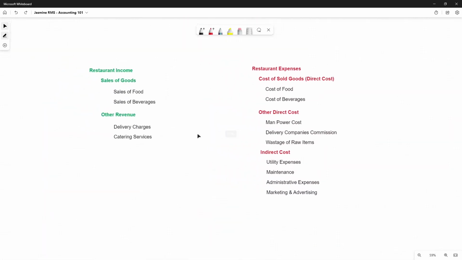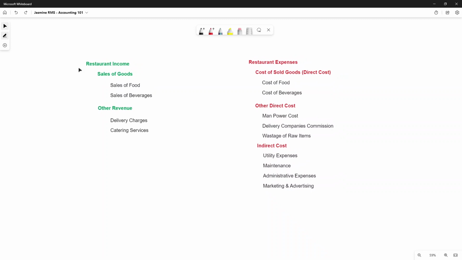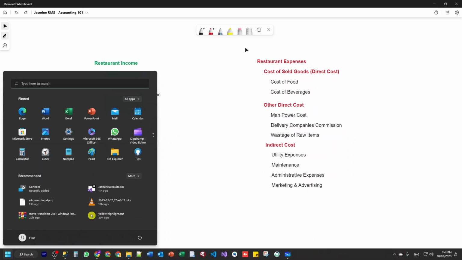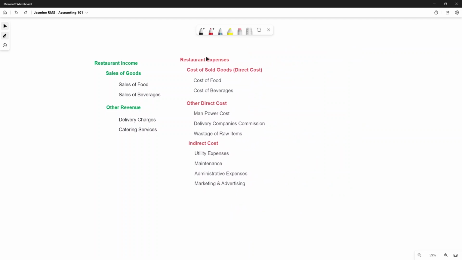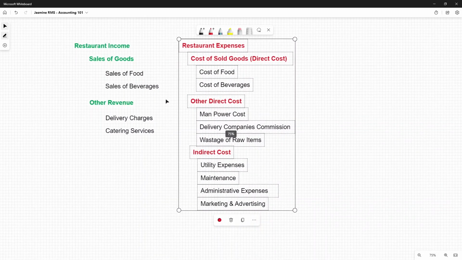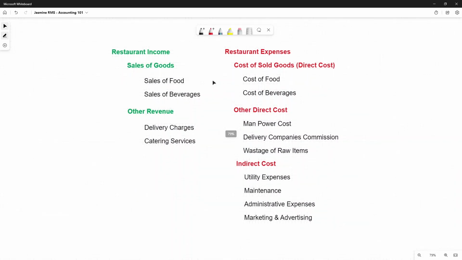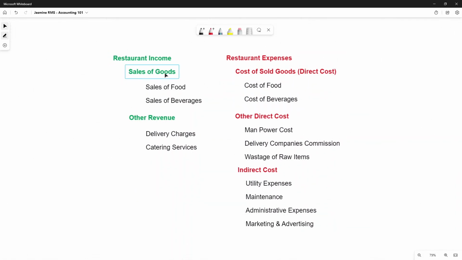So, in general, we have income and we have expenses. Let's have the expenses near our income here, and let's zoom in. The restaurant income comes from sales and maybe some other revenues like delivery and catering. So we sell food, beverage, shisha, sweets, all comes here. But on the opposite side, we also have expenses.